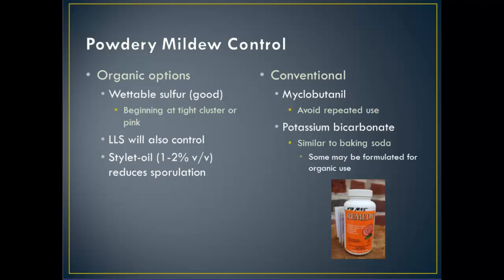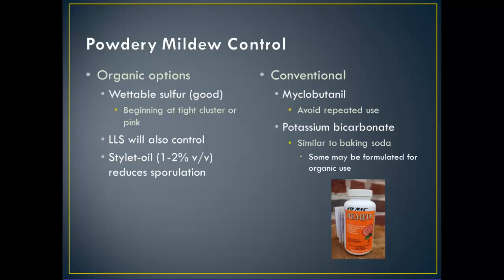One that I will also mention, this is kind of pricey, but I just want to put it in here for completeness' sake. If you go to Peaceful Valley or any of the other organic suppliers, that is usually where you're going to find GMS stylet oil. It's usually pretty pricey, but put on the tree, it will reduce sporulation. In other words, you can have an infection, but with stylet oil, it doesn't allow it to spread. That's one of the benefits of stylet oil.